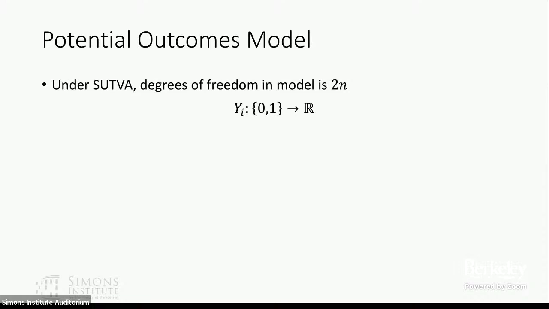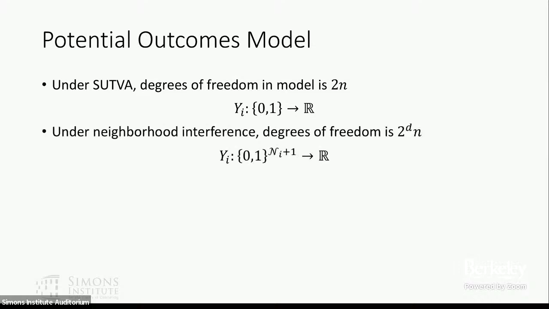First, I'm going to set up a little bit of notation. So again, I'm going to use a potential outcomes model where y_i denotes the outcome of individual i. Under SUTVA, the degrees of freedom in the model is just 2 times n, because for each individual, I have to define a function that maps from a binary treatment or control to an outcome. But under what we're going to assume, neighborhood interference, meaning my outcome is only a function of my treatment and the treatment of a neighborhood of individuals around me, the degrees of freedom of my potential outcomes model is now 2^d times n. So you can see you get an exponential blow up in the complexity of your model.